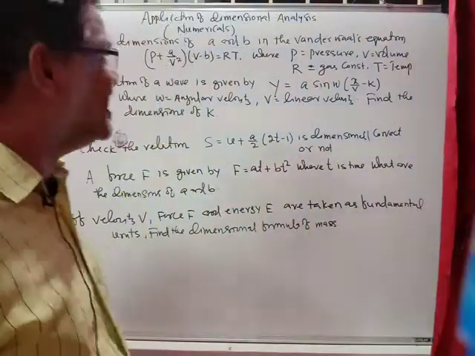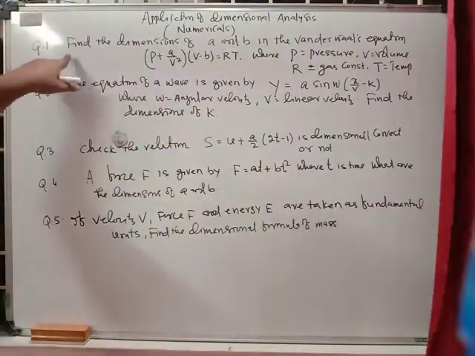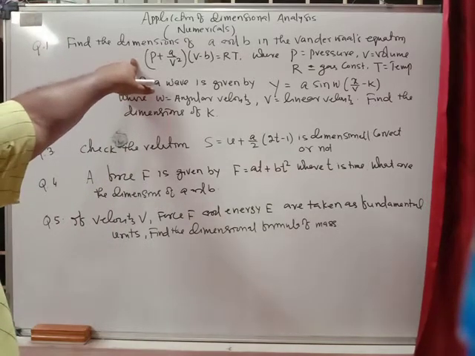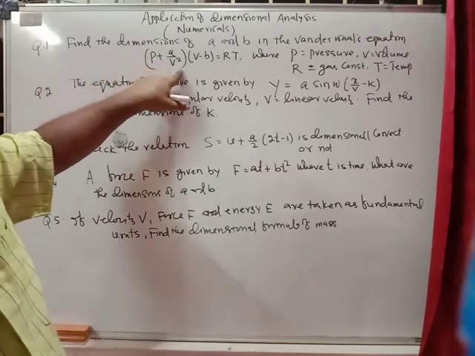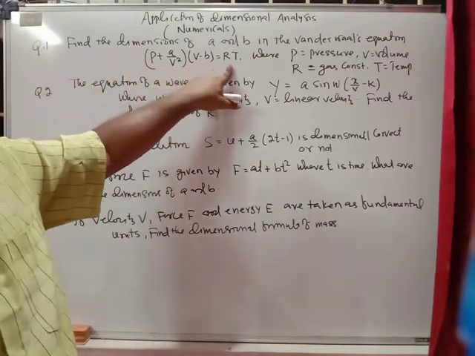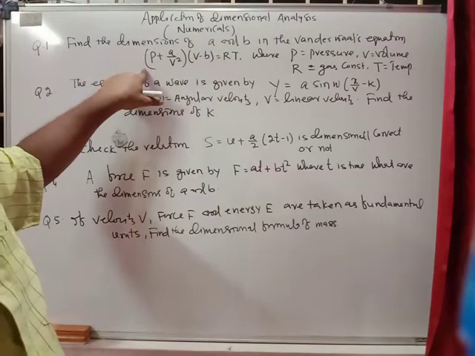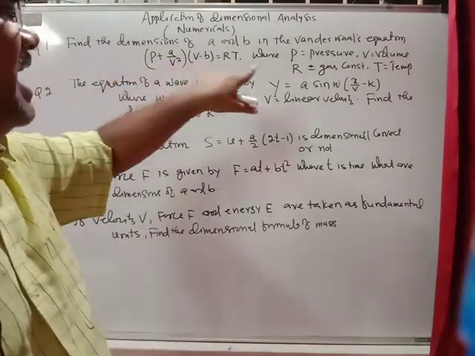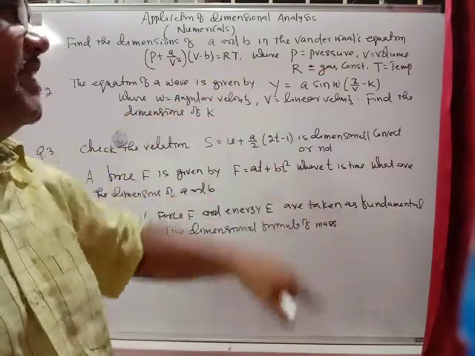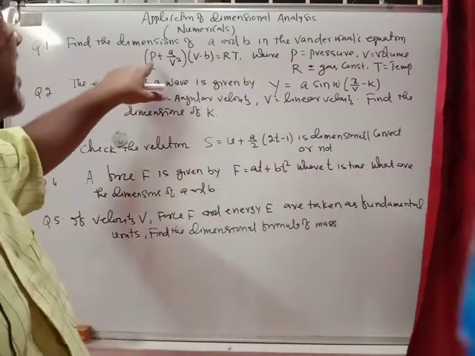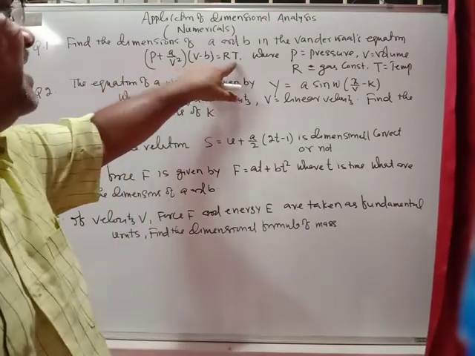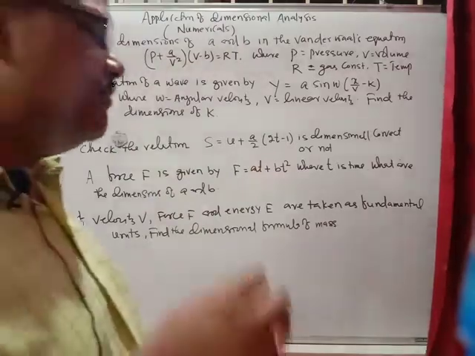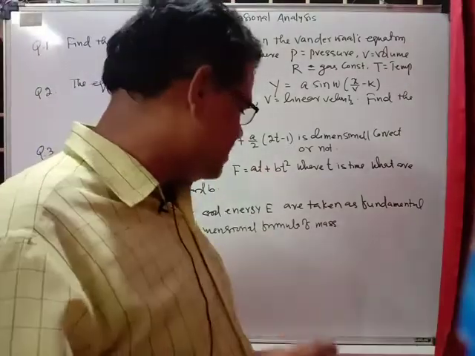all these dimensional analysis. First, question number 1: find the dimensions of A and B in the van der Waals equation, that is (P plus A by V square) into (V minus B) equal to RT. This equation is given, where P is the pressure, V is the volume, R is the gas constant, and T is the temperature. If you know the dimensions of P, V, R and T, find the dimensional formula of A and B. Here is one very important point I would like to tell.